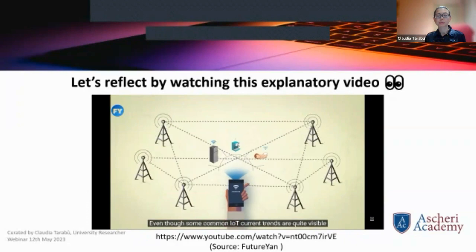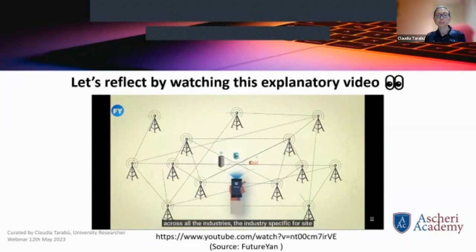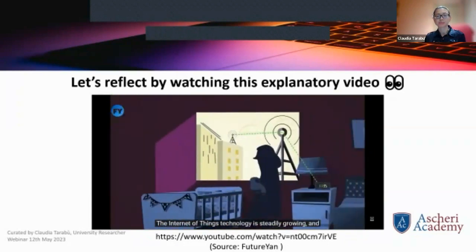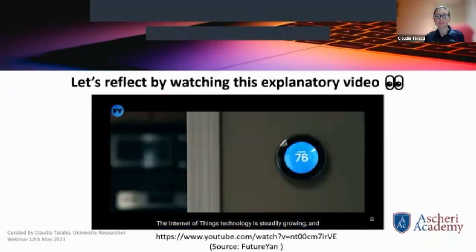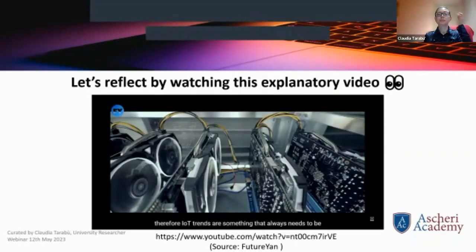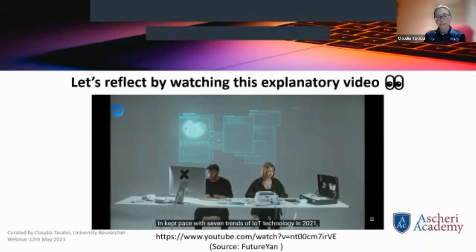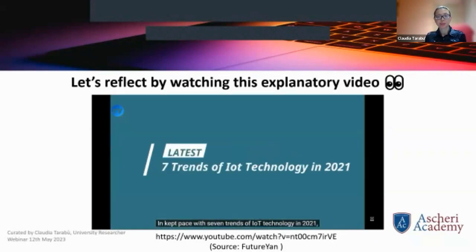Even though some common IoT current trends are quite visible across all the industries, the industry-specific foresight should not be ignored. The Internet of Things technology is steadily growing, and therefore IoT trends are something that always needs to be watched out for and kept pace with. 7 Trends of IoT Technology in 2021.